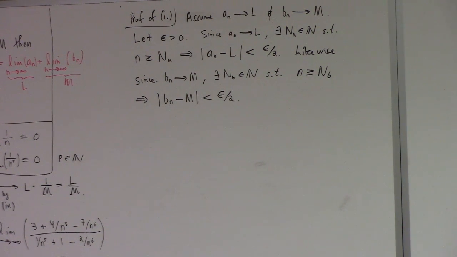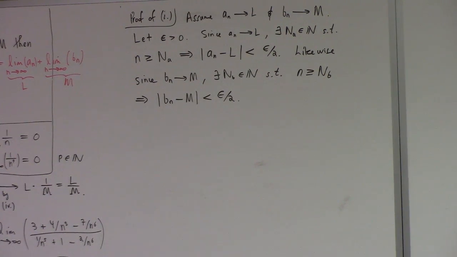I'll take a breather here. Why is this true? Why can I find an n sub a and an n sub b to make it so? What does it mean for the limit of a sub n to go to L? Remember what it means? It means for each positive number, I can find some positive integer so that if I go beyond that positive integer, the sequence is within that positive real number units of the limit point.